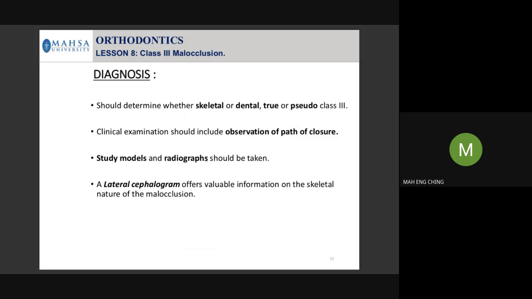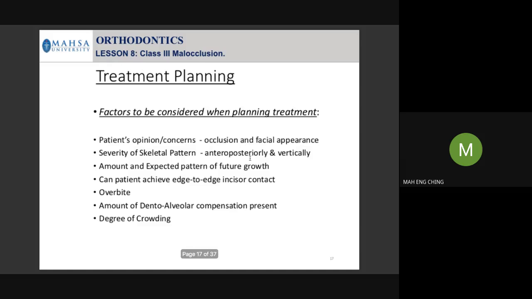Again, study models, radiographs, and sometimes photographs will be necessary. So the class 3 factors to be considered: the patient's skeletal severity. I would say this one is the most important, the severity of the skeletal, whether they have a long lower jaw, the mandible, or a short upper jaw, the maxilla. If they are too short or too long, sometimes surgery might be necessary. Sometimes it can be a single jaw, where we cut the upper jaw or lower jaw, or sometimes double jaw, then rearrange the jaws to a better proportion.